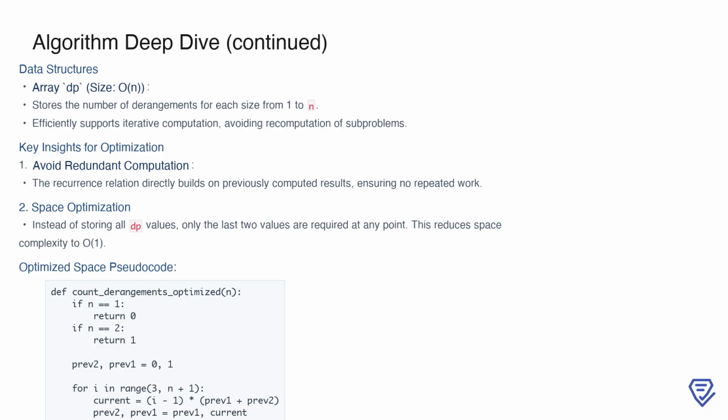Observing that the recurrence relation only depends on the last two computed values, we replace the dp array with two variables, previous2 for dp[i-2], and previous1 for dp[i-1]. Using these variables, we compute the current value and update the previous values iteratively. This reduces space complexity from O(n) to O(1). The optimized pseudocode highlights this approach, where we maintain just two variables while iterating through the required computations.